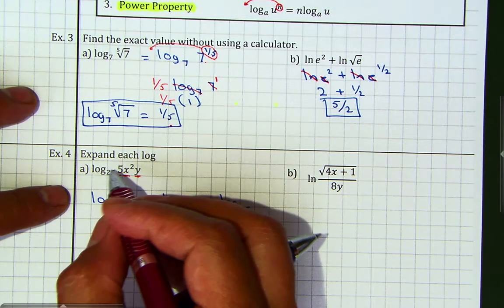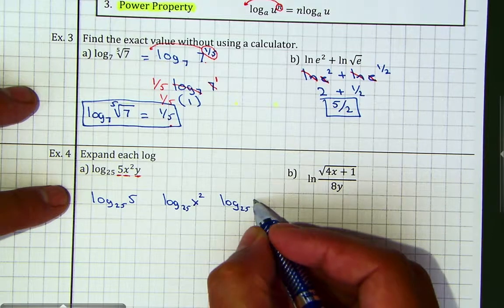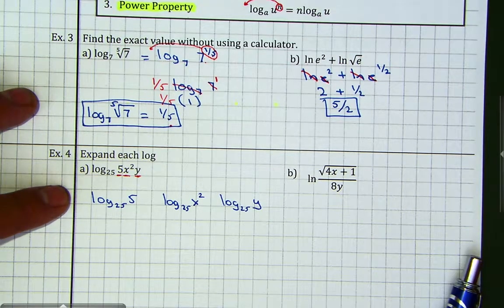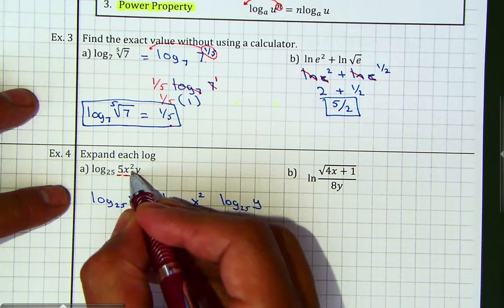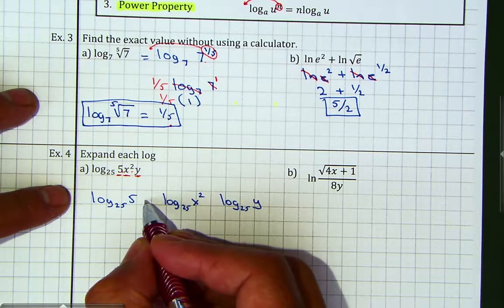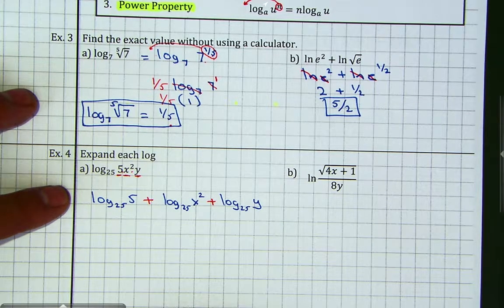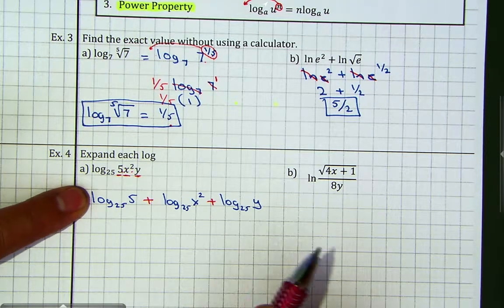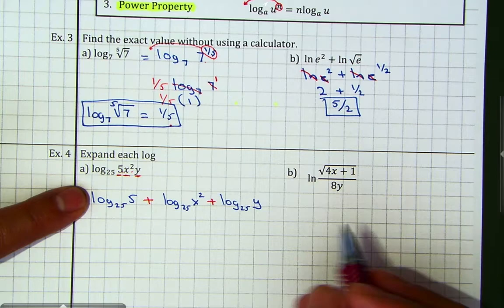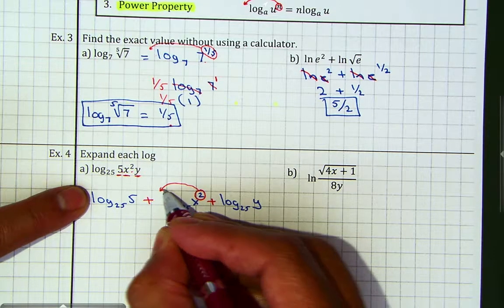The 5, the x squared, and the y. Each of the components gets a log. What happens if they're multiplying? What should I place in between? Correct, addition. And notice that this is also positive. So they do get an addition in between. Now I'm going to change my exponent as a coefficient.